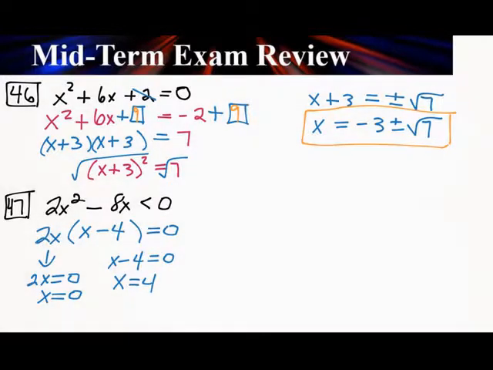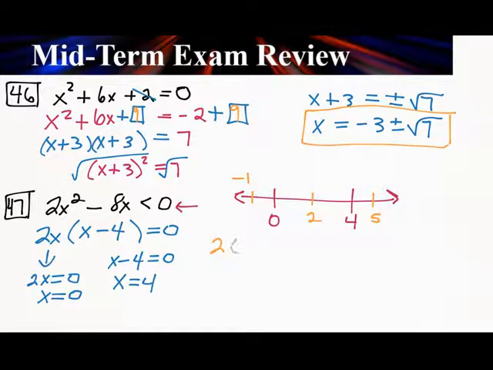So now I'm going to use my number line. I'm going to put these critical values on the number line, 0 and 4. And now I'm going to test the original equation with numbers around the number line. So let's test -1, and we will test 2, and we'll test 5. Okay, so let's test -1 first.